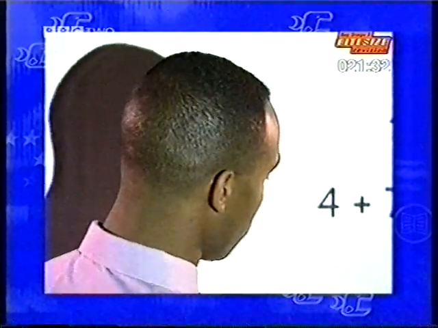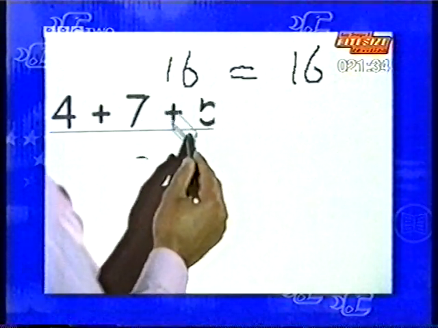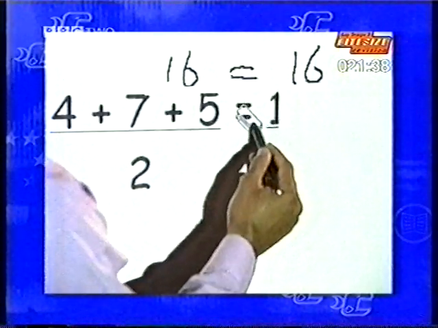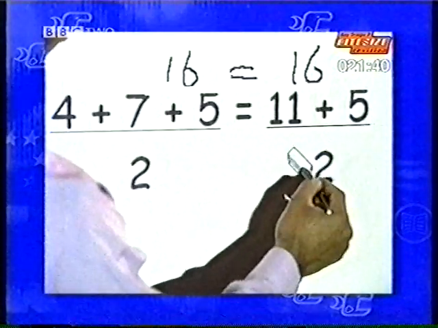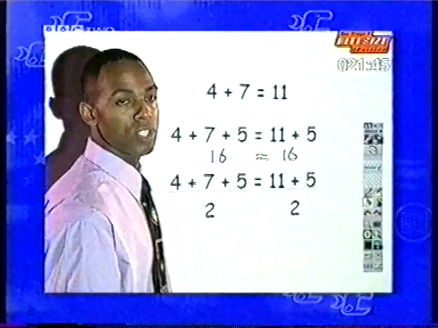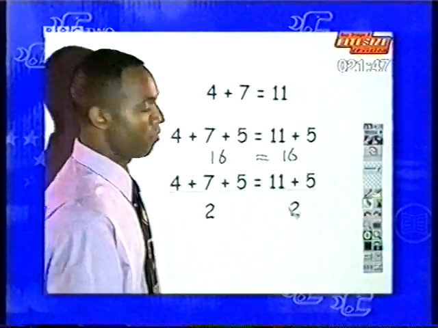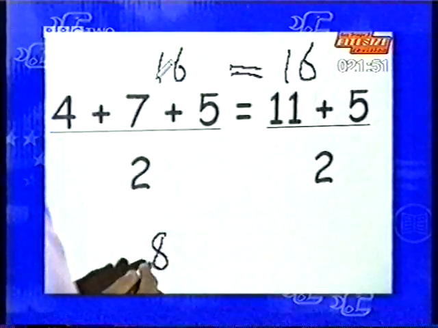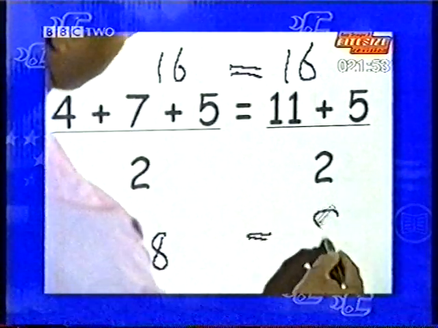Okay, let's continue. 4 plus 7 plus 5. But now, let's divide this by 2. Remembering our rule, what's done on the left-hand side must also be done on the right-hand side of the equation. So we need to do the same here. And the answer is 16 divided by 2 is 8. And again, 16 over 2 is 8.